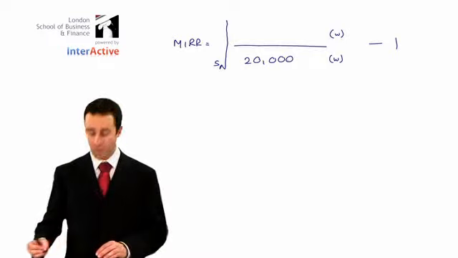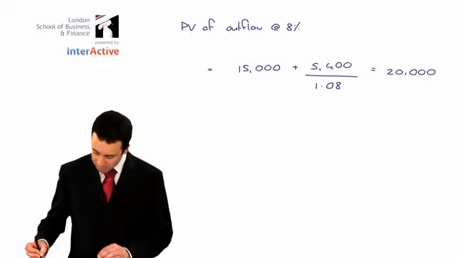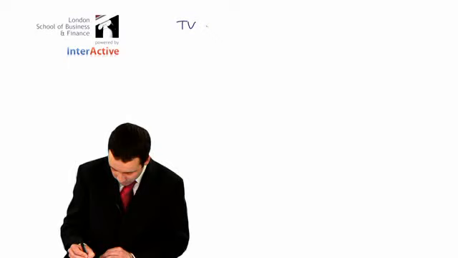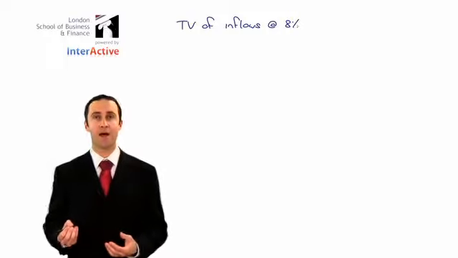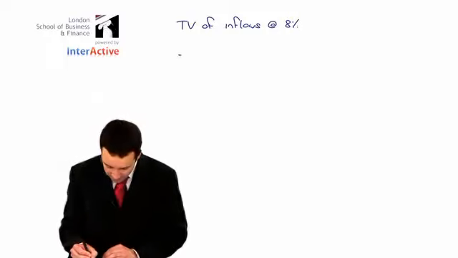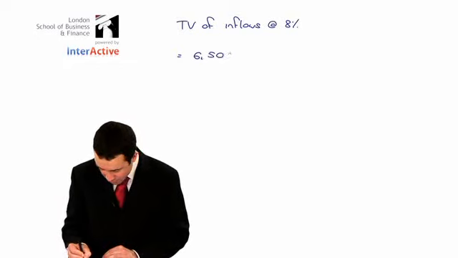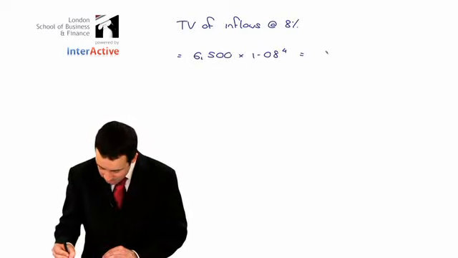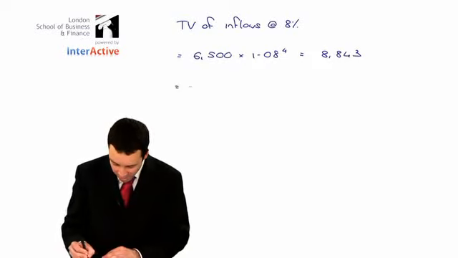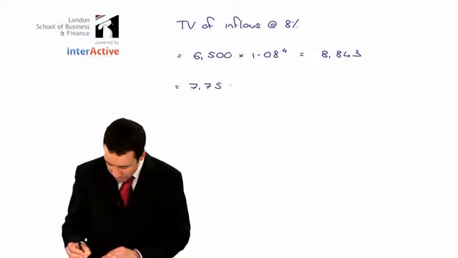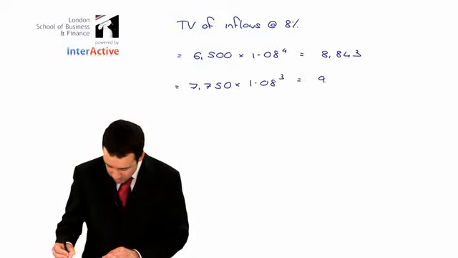We now need to go through and calculate the terminal value of the inflows. Again, that's going to be at your company cost of capital at 8%. So what we have here is your cash flow at T1. We're going to compound up at 8% for the next 4 years. We then have the second cash flow in T2, which will be compounded up by 3 years.